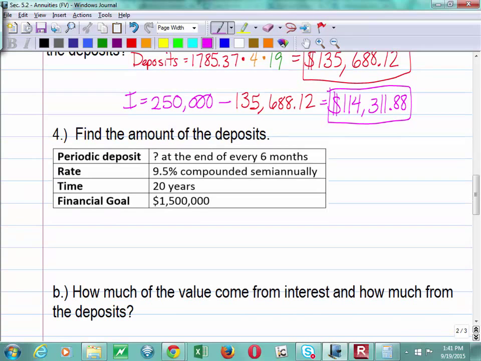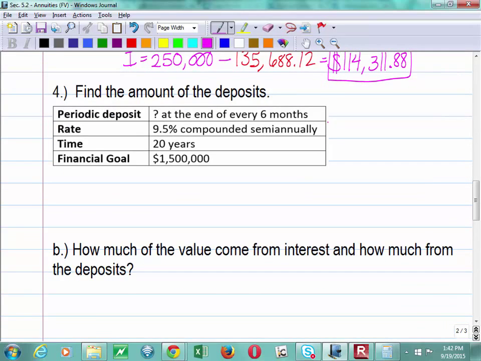Alright, so let's do one more of those. So we want our future value to be $1.5 million. And we've got our annual interest rate is 0.095. And it's compounded semi-annually, which means M would be 2. And it's for 20 years, so T is 20. And we want to figure out the R.